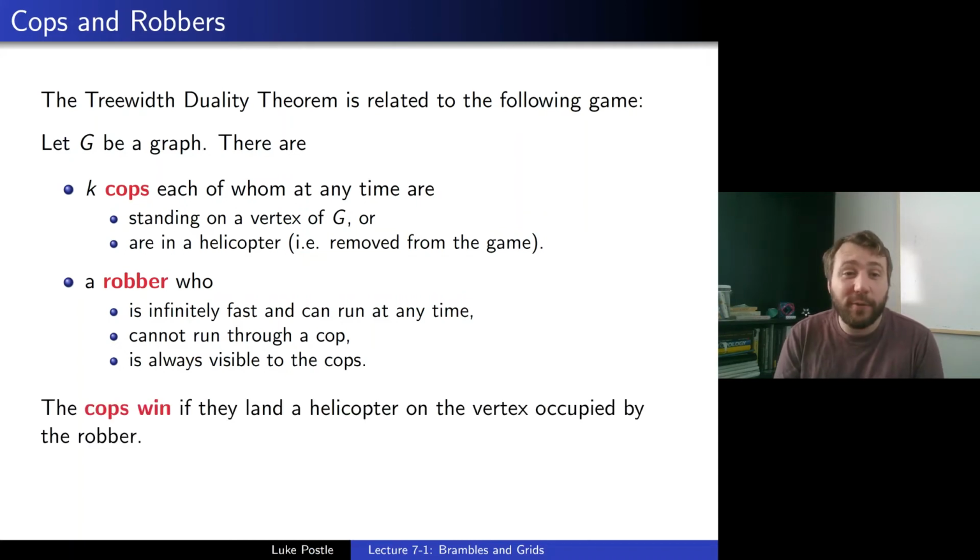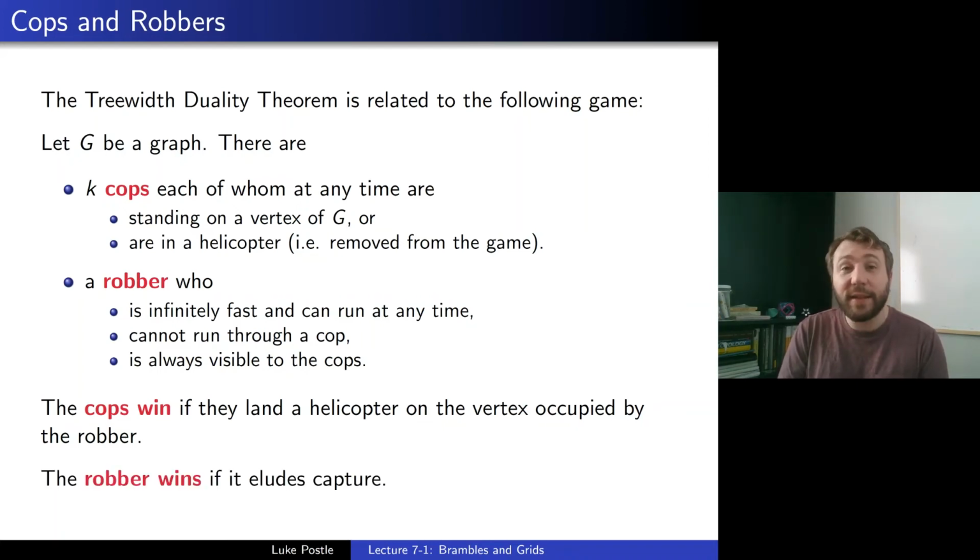So as suggested, how do you win, or who wins? Well, the cops will win if they land a helicopter on the vertex occupied by the robber. So they're trying to catch the robber. Again, that would mean the robber couldn't go anywhere, so the cops have to be surrounding all the adjacent vertices. And then the robber wins if it eludes capture. As long as it can always elude capture, no matter what strategy the cops employ, if it can always stay safe and uncaught, then the robber is said to win.